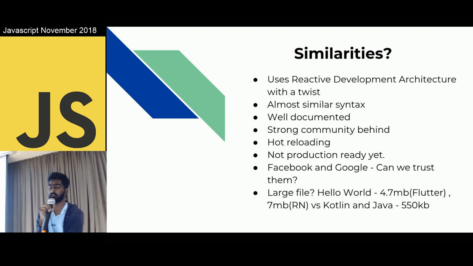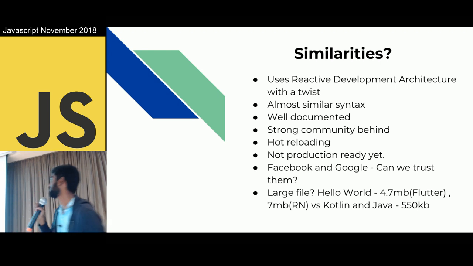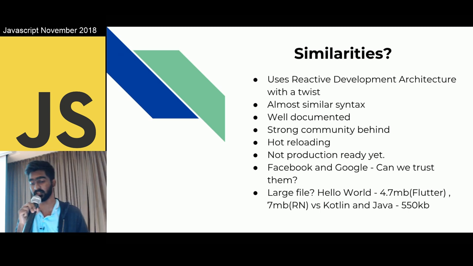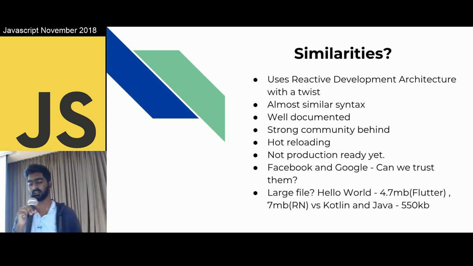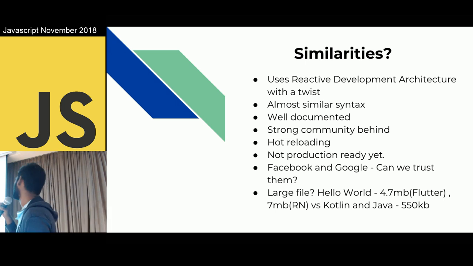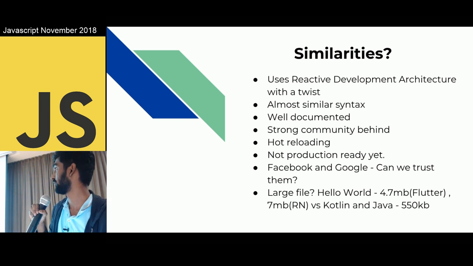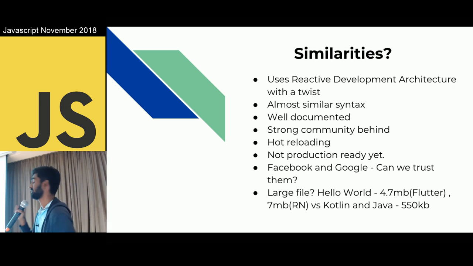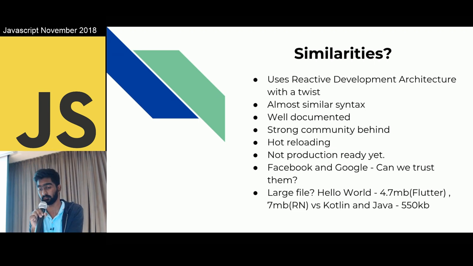Now the question of similarities between React Native and Dart, or Flutter I mean. Basically both use a reactive development architecture, but with a twist. React Native has a bridge and this doesn't have a bridge. The syntax is almost similar sometimes. Sometimes I feel like, okay, this feels like JavaScript, but it's still not, it's like a mixture of Java and JavaScript. But the good thing is it's very well documented, like Golang. Go has very good documentation, and this is similar as well. The community behind it is very strong too. As far as I've been using it, there's always somewhere I can find a solution, and they're always helpful. That's the best part of it.